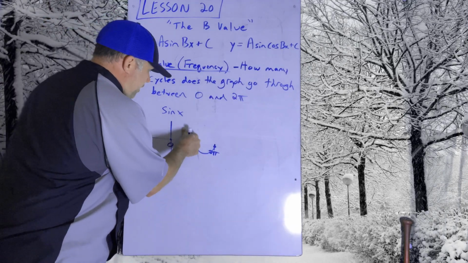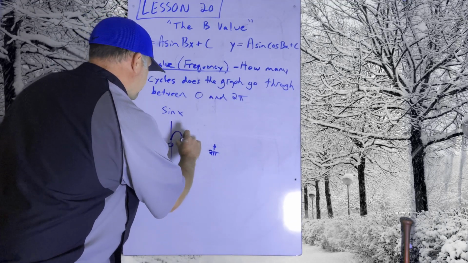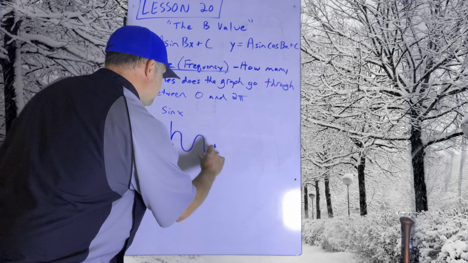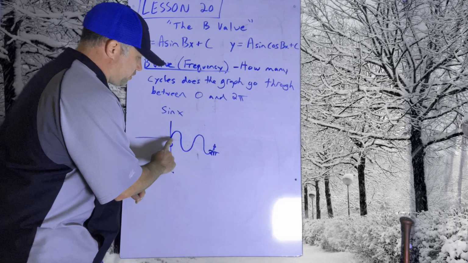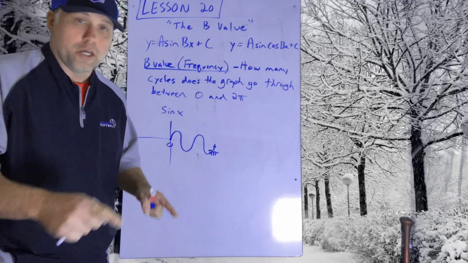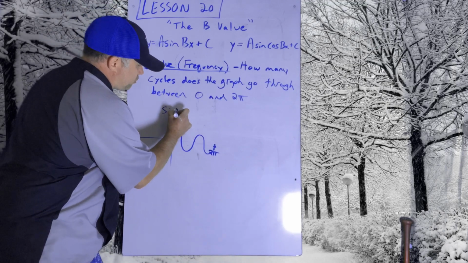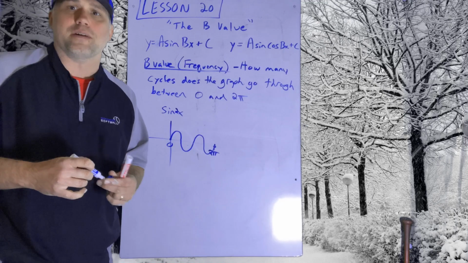So that's what one cycle of sine looks like. I could adjust that. Maybe my graph looks like this and goes up, down, up, down. That's 2 cycles of sine that it's going through between 0 and 2 pi. This graph would have a frequency of 2, which means there would be a little 2 in front of the x right here. All right, so that's what we're talking about when we're talking about cycles.